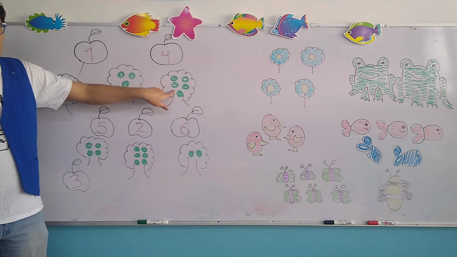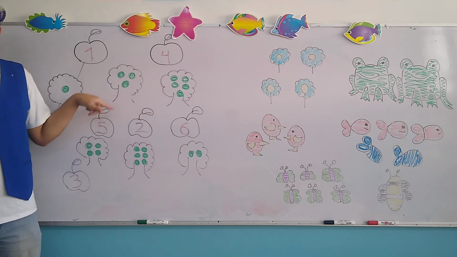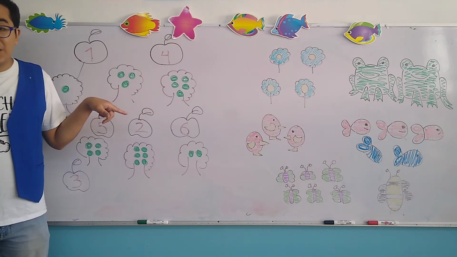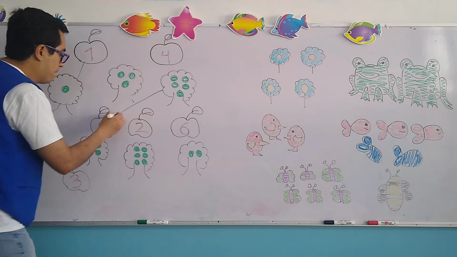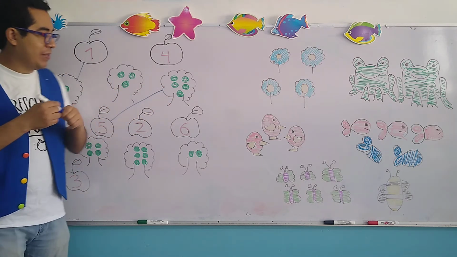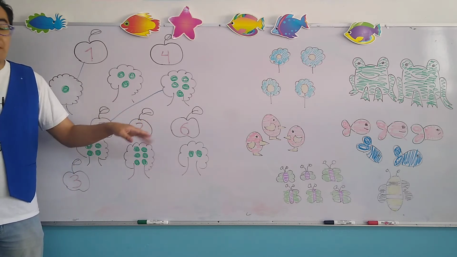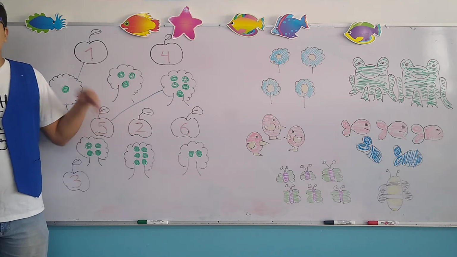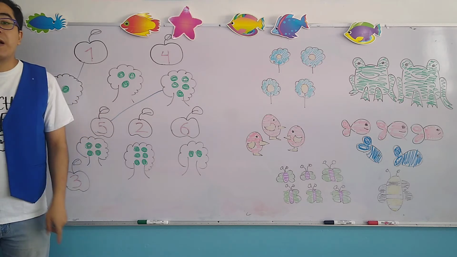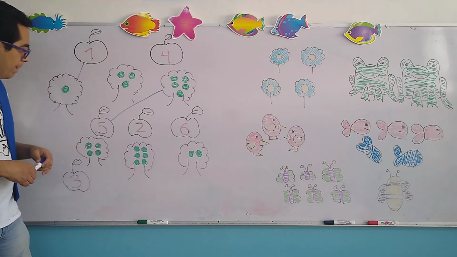So 5, is it the same quantity as the apple? ¿Tiene la misma cantidad, el mismo valor? Yes, it is. So let's join it. Very good. Excellent. Now, let's continue with the next apple. Inside the next apple, we have the number 2. So once again, we have to find a tree that contains 2 little dots.